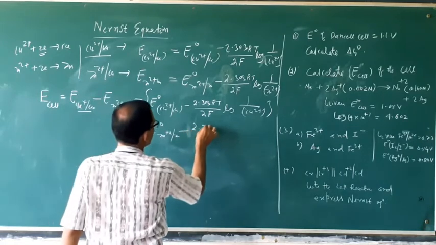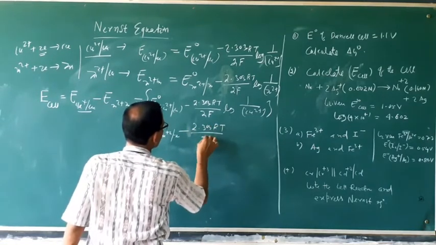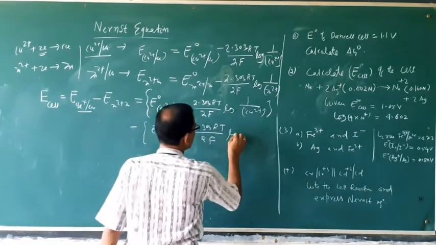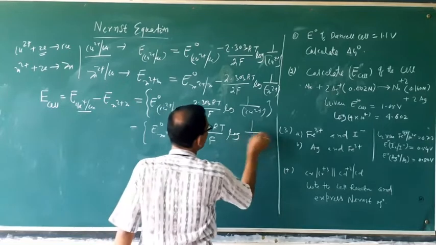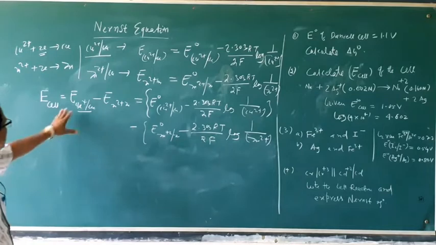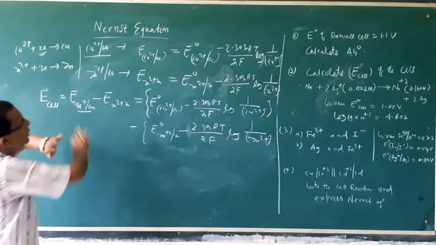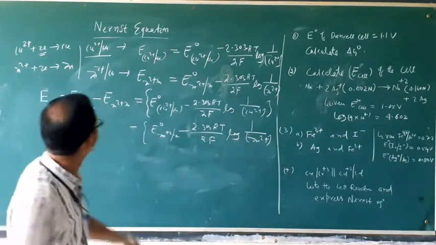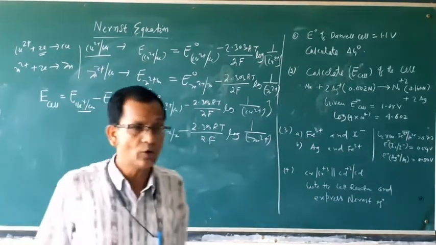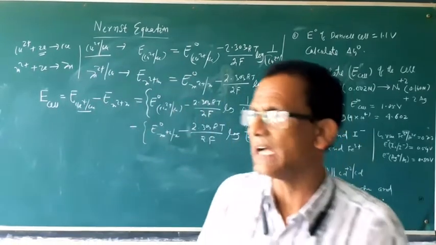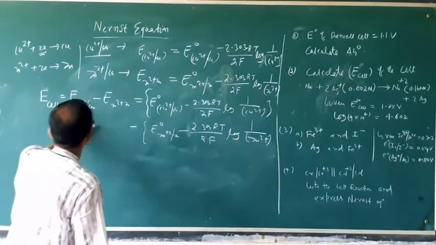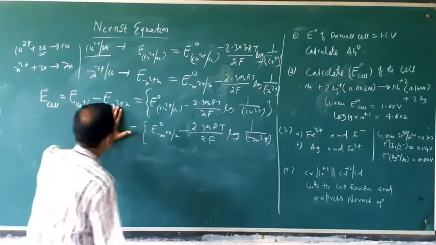minus 2.303 RT by nF, n here is 2, log 1 by Zn2 plus. So this is the E cell value of the whole cell, taking anode and cathode. Because already you know E cell is always positive. As cathode has higher reduction potential, E cell will be cathode minus anode. Cathode is copper, minus anode, which is zinc.